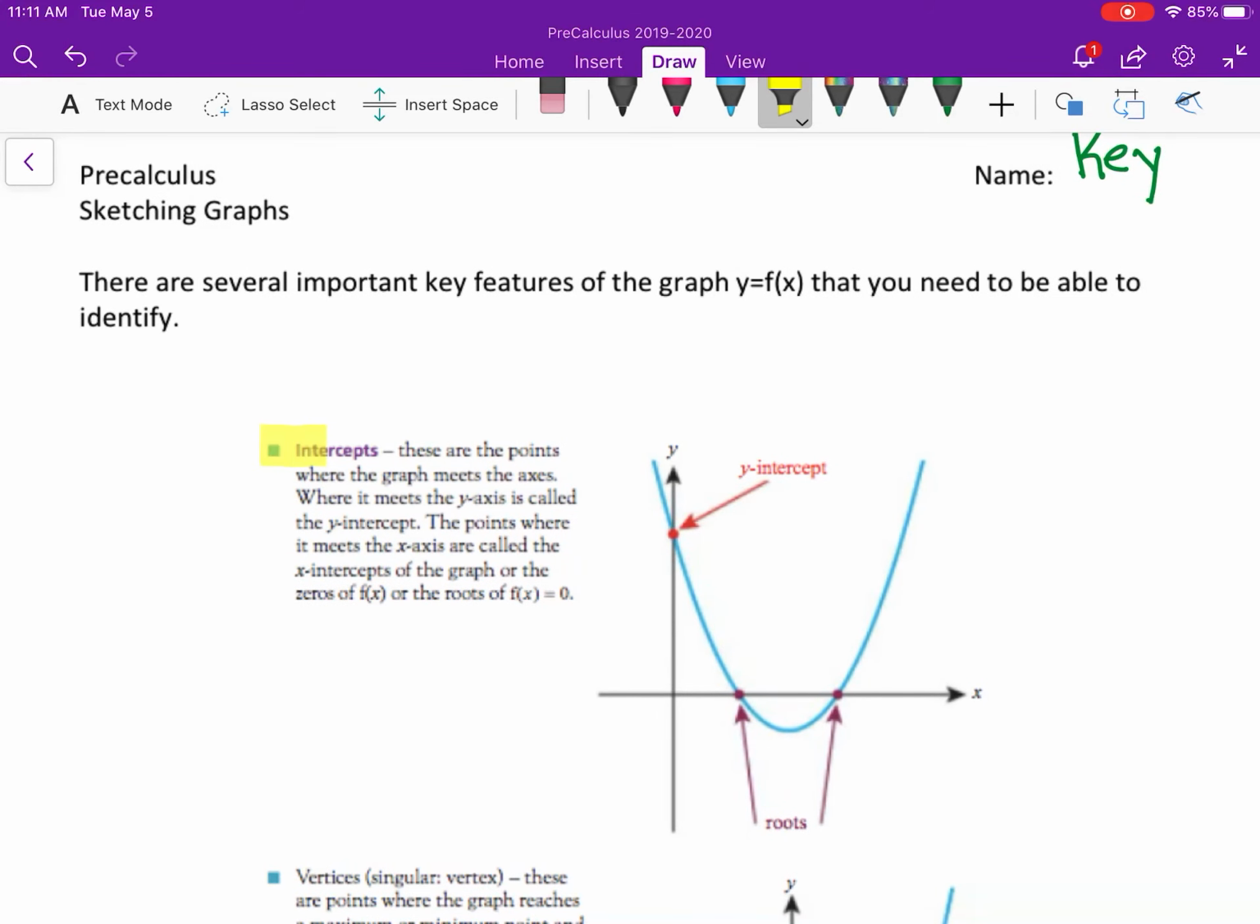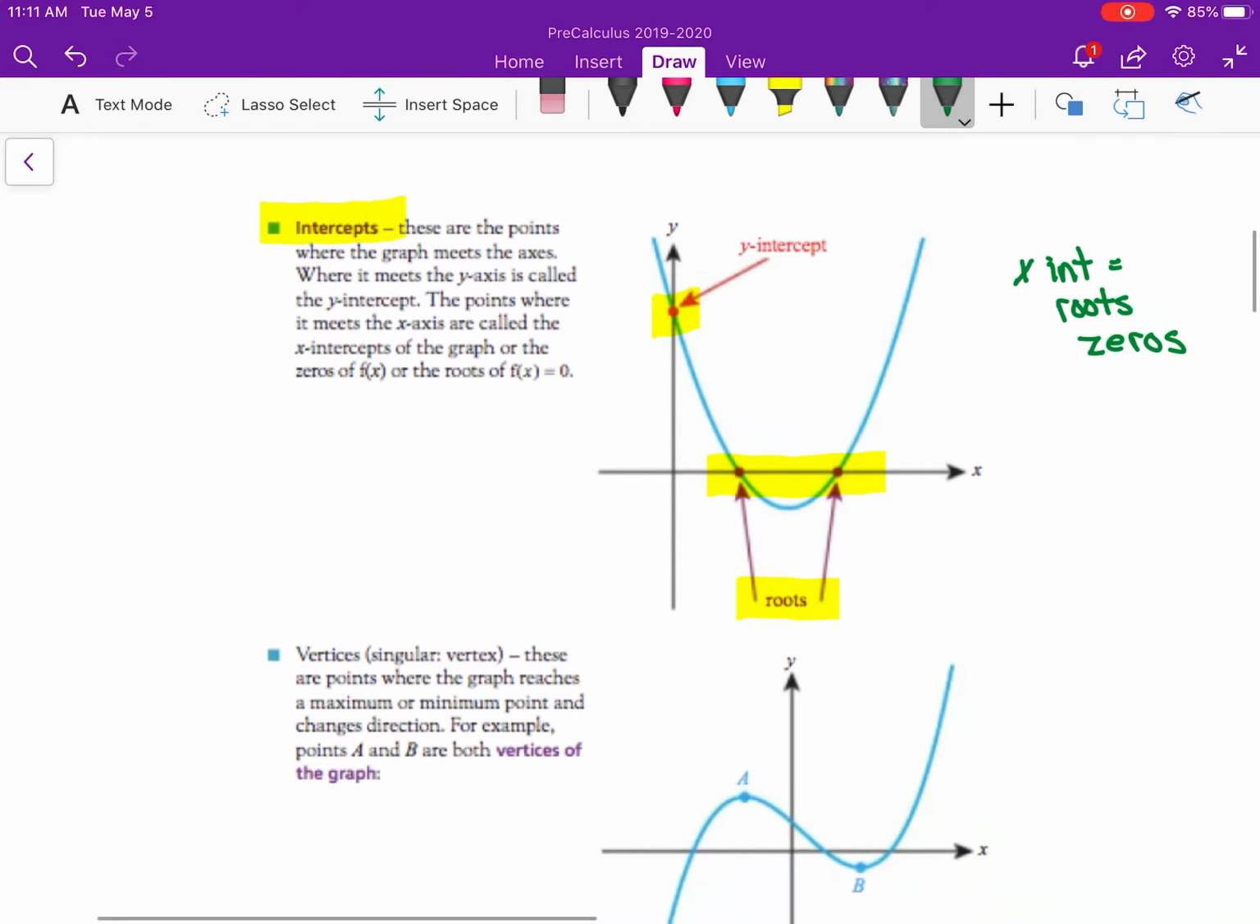able to identify. The first one being intercepts, the points where you cross the x and y axis. Also recognizing intercepts are also called roots. X-intercepts are called roots. Sometimes you see them called zeros. Okay? You should recognize those terms.